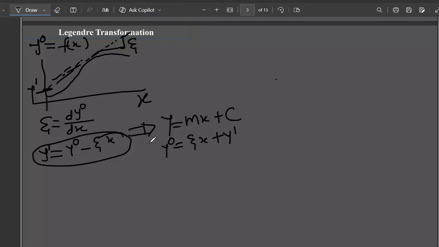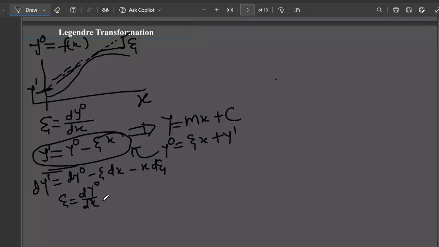Okay, so from here to here we can easily interpret this equation. Here we also know one thing: it is easy to differentiate this equation. So we get dy1 equal to dy0 minus zeta dx minus x d zeta.